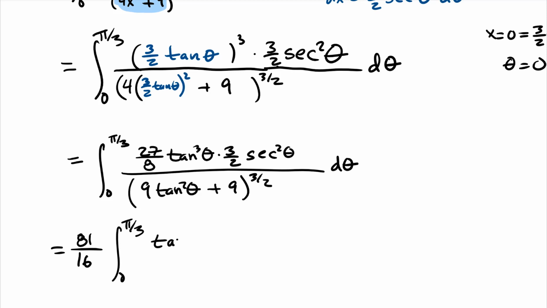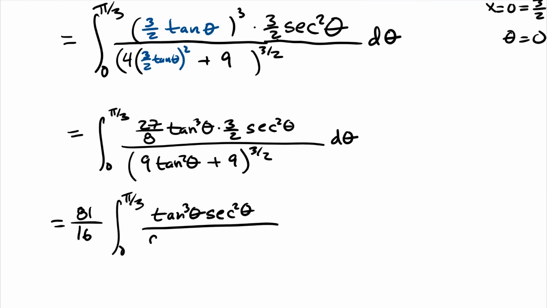So now we're left with a tangent cubed of theta secant squared of theta up top. And then what's going to happen down below? Well, we're going to get 9 to the 3 halves power, and that's going to leave us with a tangent squared plus 1, which is equal to secant squared of theta. But this is all to the 3 halves power. I hope you caught it, but I gotta go quickly through this.